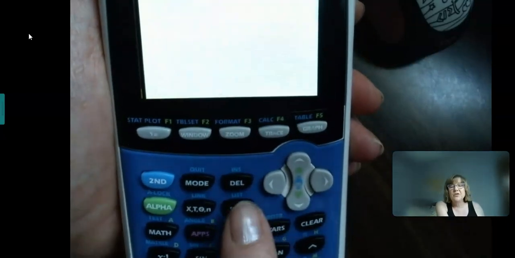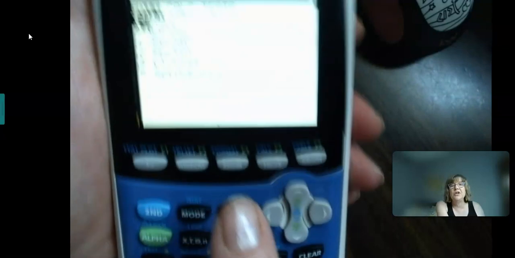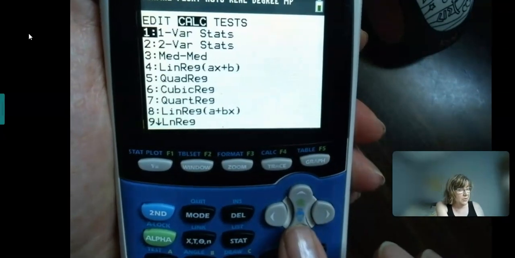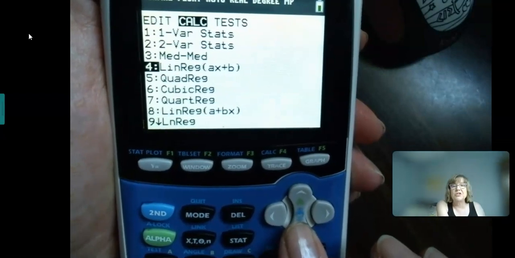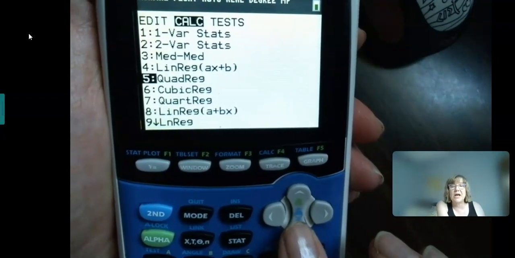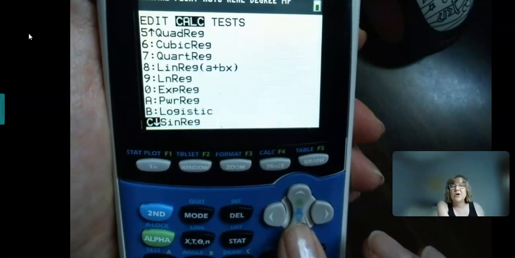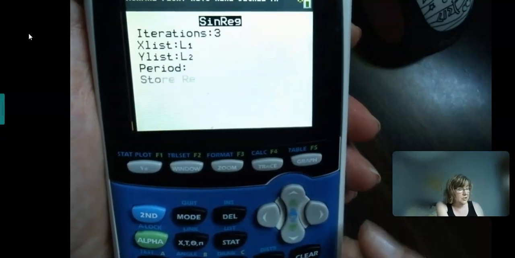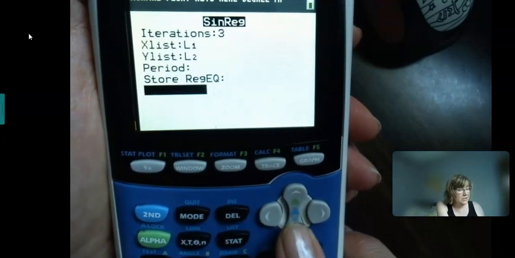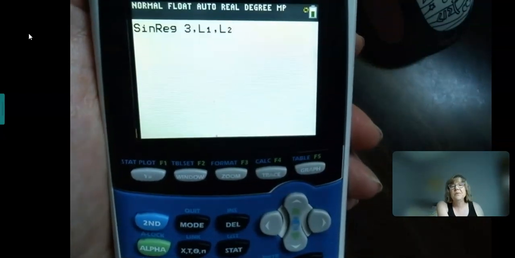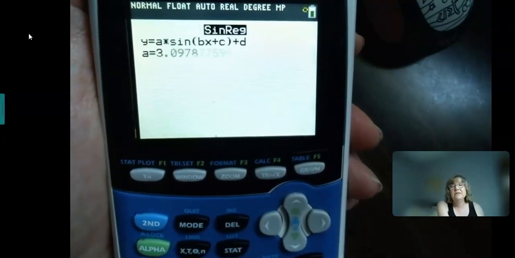Okay, so then you go back to stat. So stat is where you edit, but stat is also where you do calculation. So I'm going to go calculate. Now, if I wanted linear regression, I do that. If it looked like a quadratic or parabola, I do that. If it looked like a cubic, I do that. But this looks like a sine curve. So I am going to go to sine, hit enter. And I use lists 1 and 2. If you use different lists, you'd have to change the name. Hit enter again.